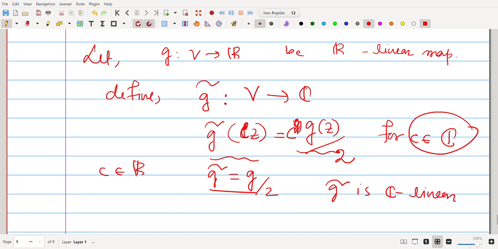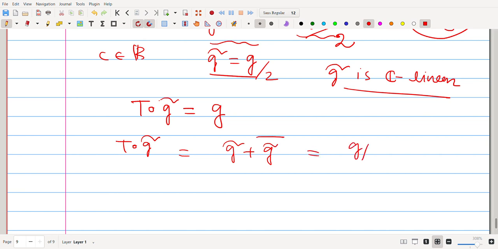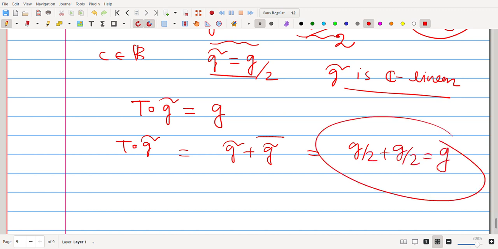Clearly Z tilde is C-linear. Z tilde is C-linear from the definition of Z itself. Now my claim is that T composed with Z tilde is Z actually. That means T composed with Z tilde is the same as Z tilde plus Z tilde bar, which is the same as Z by 2 plus Z by 2, which is Z. That is easy to check. You can easily check this.